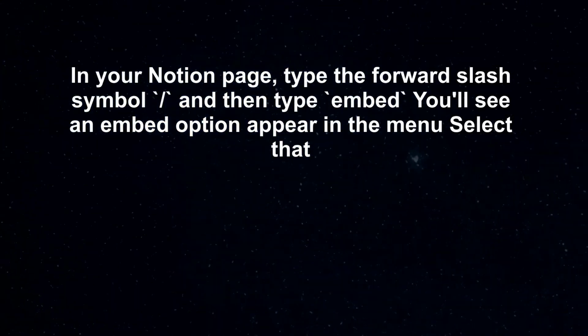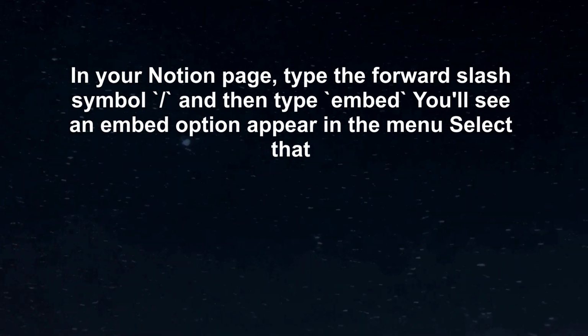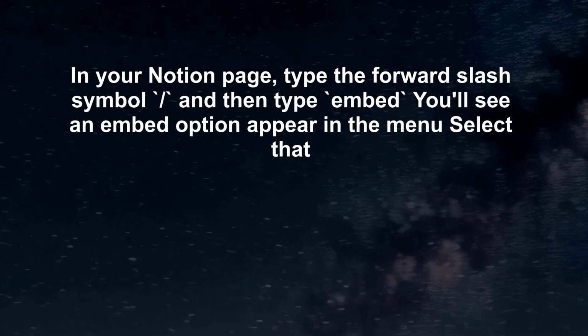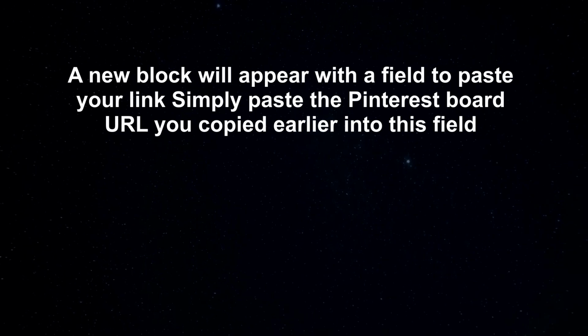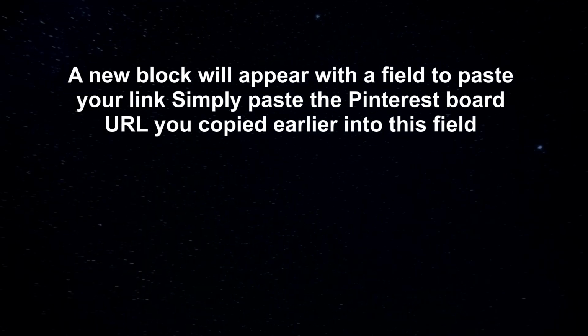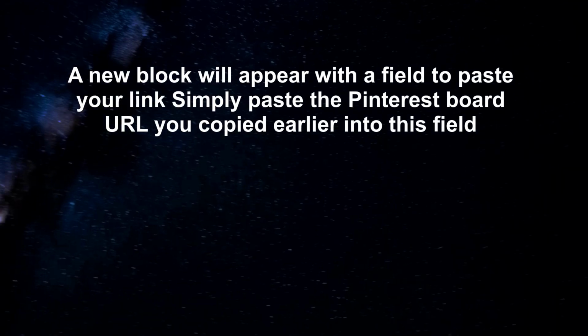In your Notion page, type the / symbol and then type Embed. You'll see an Embed option appear in the menu. Select that. A new block will appear with a field to paste your link. Simply paste the Pinterest board URL you copied earlier into this field.